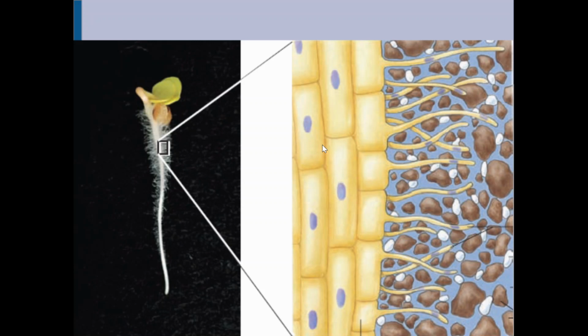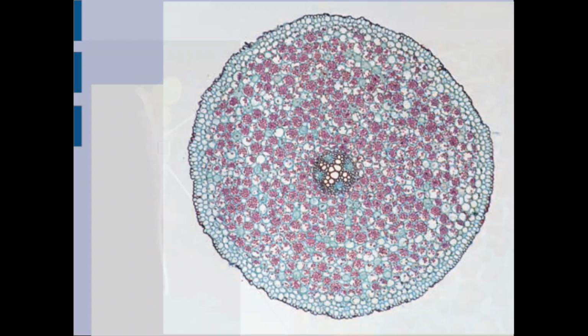There are two types of root microscopy structure. This is the structure of the herbaceous eudicot root. So the eudicots have this kind of root.